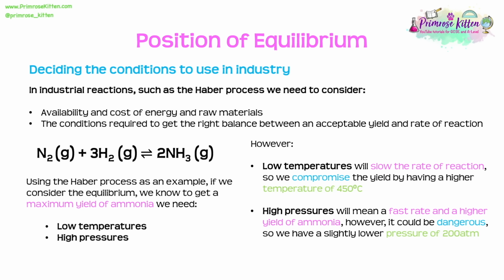Now we know that high pressures is good for the Haber process. Now that works out well because we know higher pressures increases the rate of reaction. However, high pressures can be quite dangerous. So we're going to slightly lower the pressure to 200 atmospheres. We also add an iron catalyst during the Haber process, and that's because this will increase the rate of reaction.